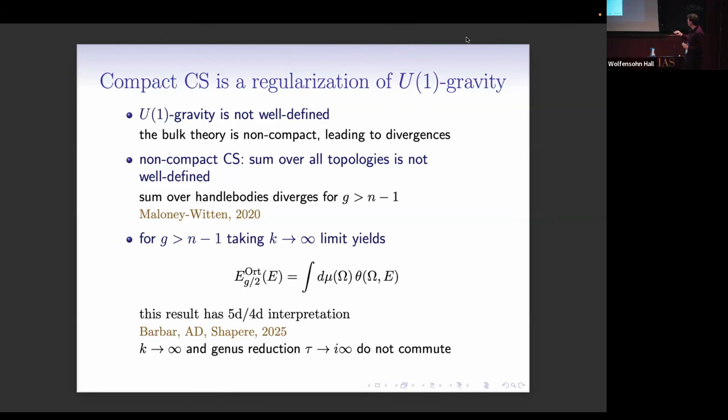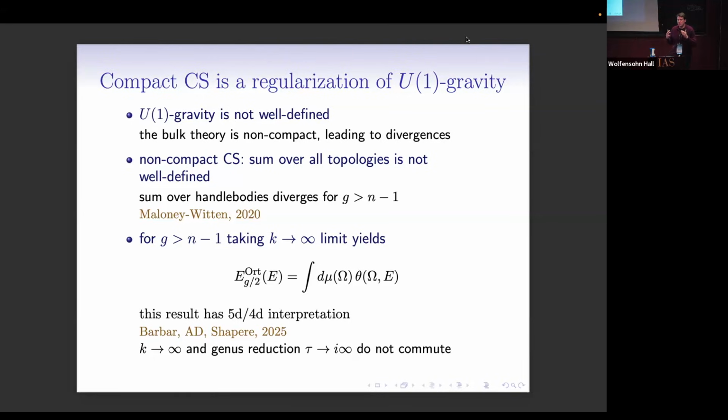Okay, I know that this is a correct result because it has a 5D, 4D interpretation, which I might flash later in my talk. But basically what I'm trying to say is that the genus reduction story, when I start with higher genus and then take the degeneration limit, will not commute with k to infinity. It doesn't commute with k to infinity. In other words, going back to U1 gravity, if you give me this theory, U1 gravity, which is holographically dual to an ensemble of all Narain theories, and you ask me how can you sum it over all possible topologies, I will not be able to do that. I will get singularities which are too bad to deal with.